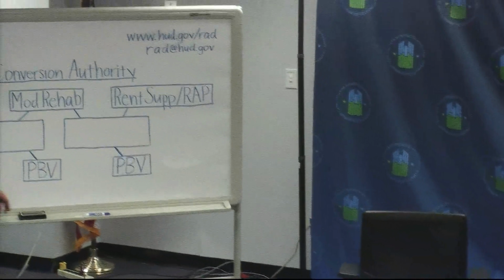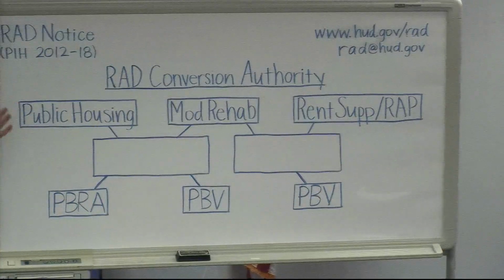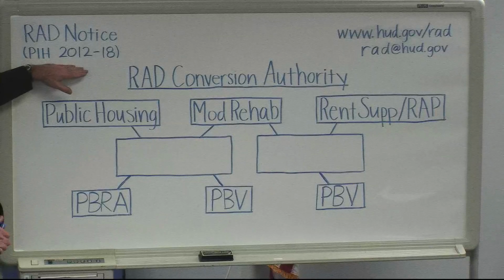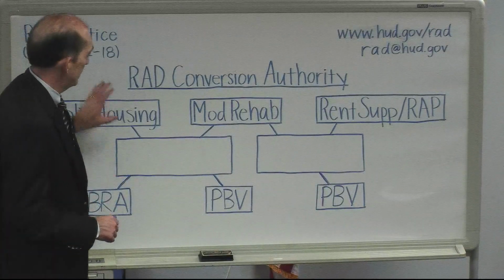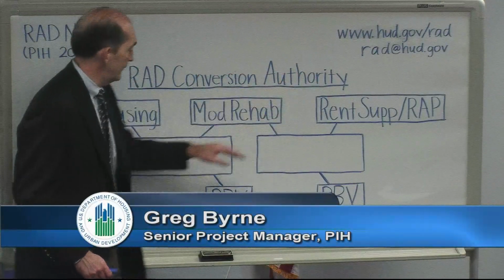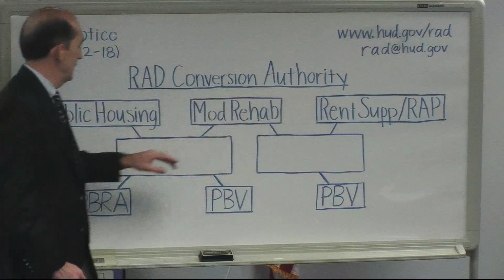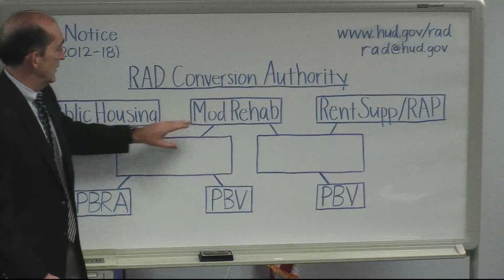I want to turn again to the whiteboard that we used in the webinar earlier this week on the overview, and just try to lay out what RAD is. So we've published the notice 2012-18, which was on March 8th. And so the RAD Conversion Authority has 3 sets of ownership types: public housing, mod rehab, and rent-sup wrap. Today we're going to focus on public housing, but I'll at least give the broader picture too.